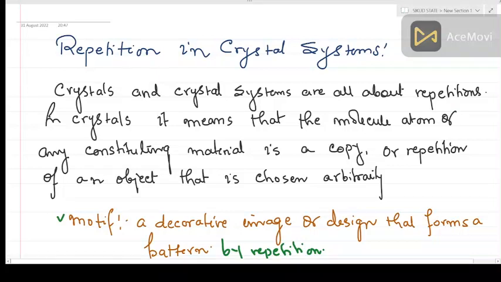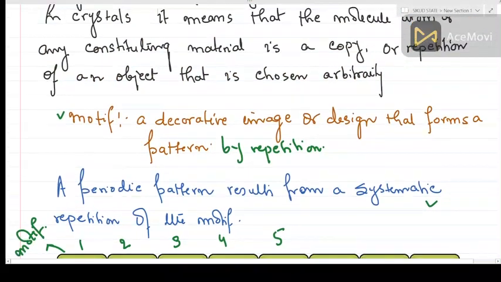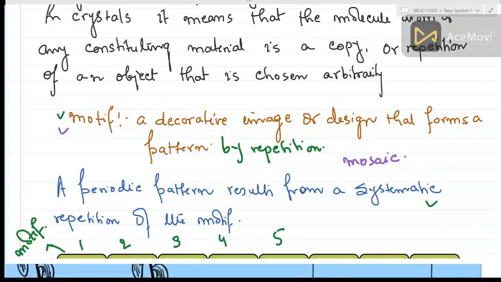And the most common word that you will come across while studying this solid state structure or crystallography is motif. Not motive, it is motif. Motif means it is a kind of decorative image or design that forms a pattern. The most prominent or the most common example is the mosaic structure that is found in our homes. Now it is the age of marble tiling, but initially there were mosaics. And this mosaic structure is very interesting when we are going to study the polycrystalline solids.